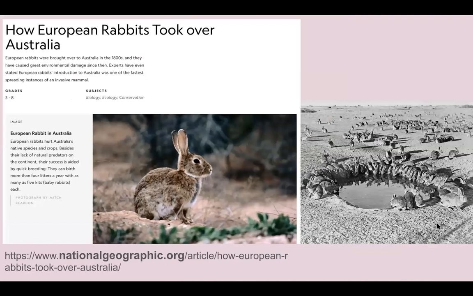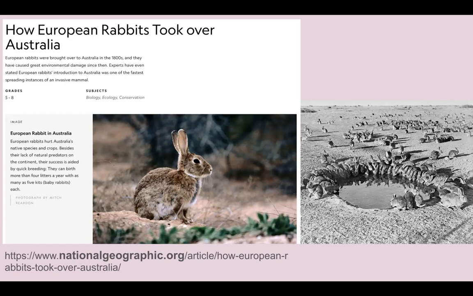And how does this relate to real life? This is a super cool example that I learned about, and this is from National Geographic, so I encourage you to read it. I have the website listed below, and it's how European rabbits took over Australia. They were brought over to Australia in the 1800s, and they are super invasive. Now there's an estimated over 200 million feral rabbits in Australia.